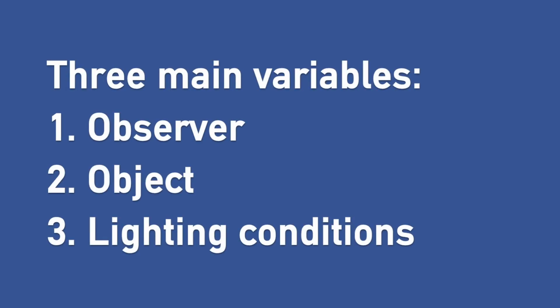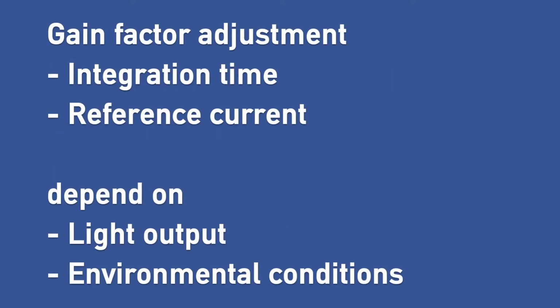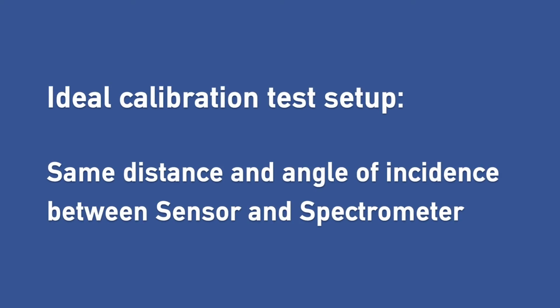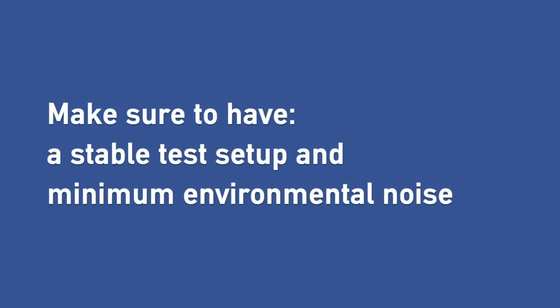There are three main variables that need to be considered during a test setup during a calibration. These are the observer, the object, and the lighting conditions. When these three variables are known and optimized, the factor of gain in form of integration time and reference current depend on the light output and the environmental conditions. An ideal test setup where distance and the viewing angle of the sensor and spectrometer are equal is required. Make different tests to find an optimum between distance, object, light energy, and amplification. Make sure you have a stable test system and reduce environmental noise to a minimum.